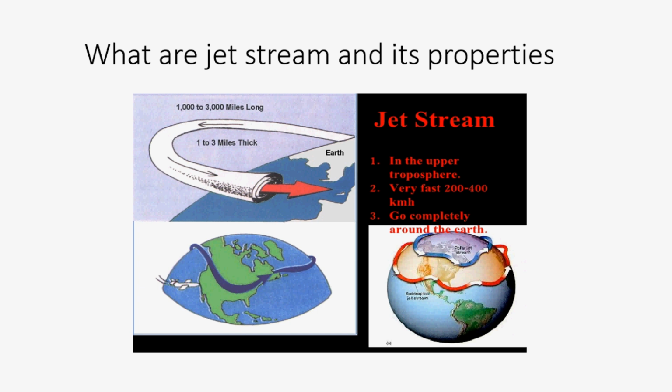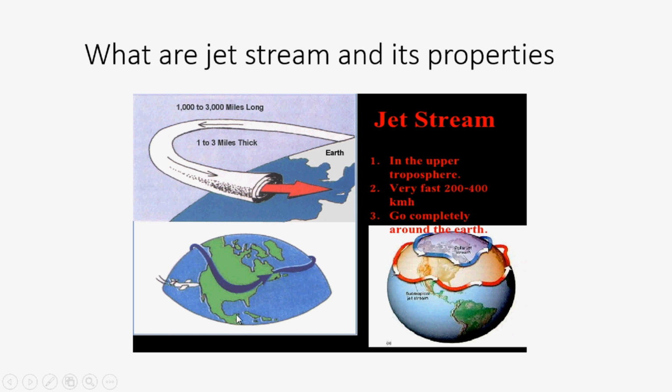We'll see what jet streams are. Usually you can define a jet stream as a narrow belt of winds that flow in the upper troposphere. These winds are usually around 1000 to 3000 miles long. They are around 1 to 3 miles thick and they flow at a very fast speed, around 200 to 400 kilometers per hour. These jet streams flow from west to east. Hence, they are called westerlies.